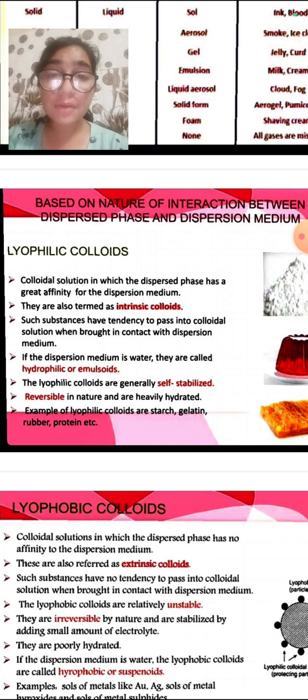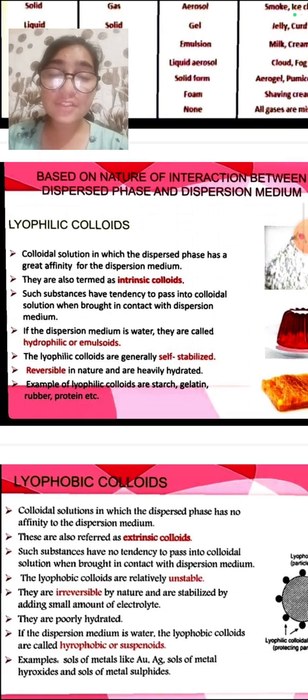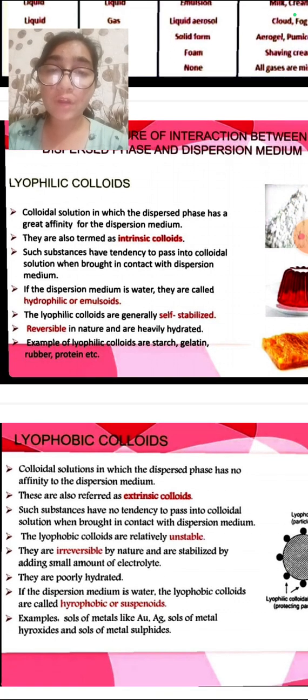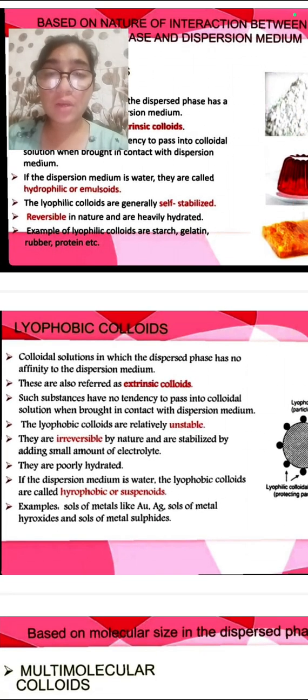If the dispersion medium is water, they are called hydrophilic or emulsoids. The lyophilic colloids are generally self-stabilized, reversible in nature, and are heavily hydrated. Examples of lyophilic colloids are starch, gelatin, rubber, protein, etc. Lyophobic colloids.